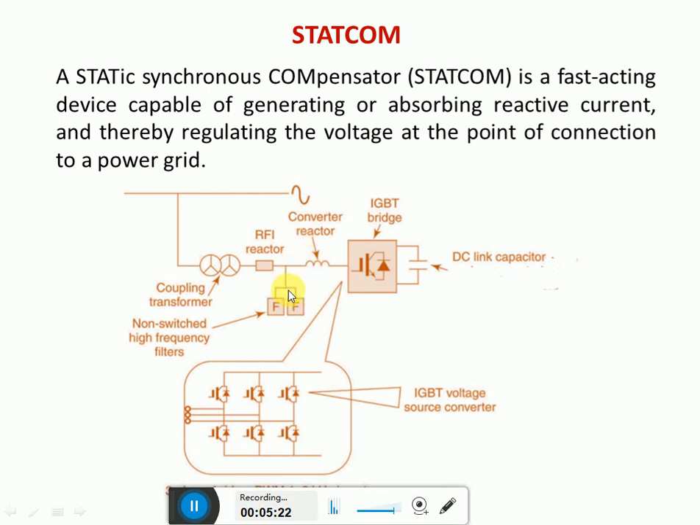Now this AC output voltage is not pure AC, so what we have to do is pass it through the filter. That's why this filter is used here. Also the reactance of the coupling transformer will help to reduce the harmonics.